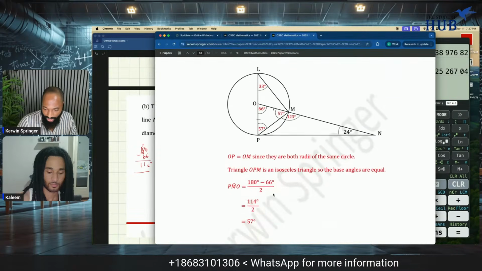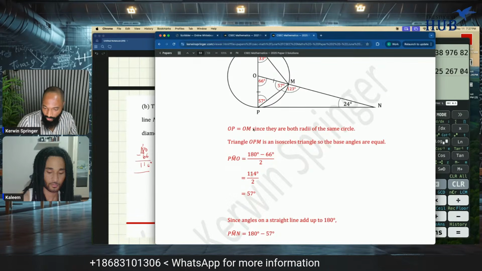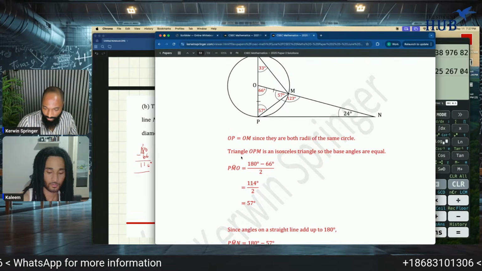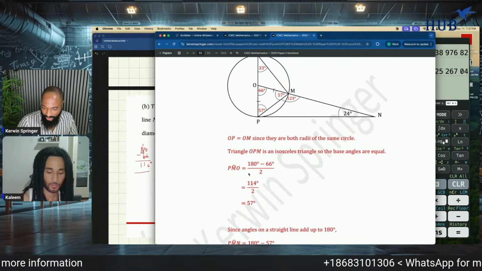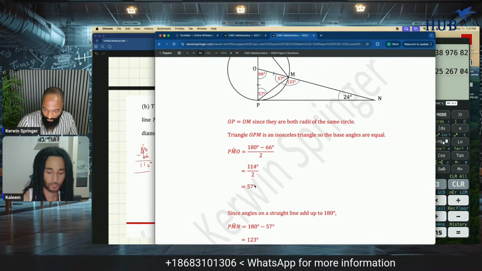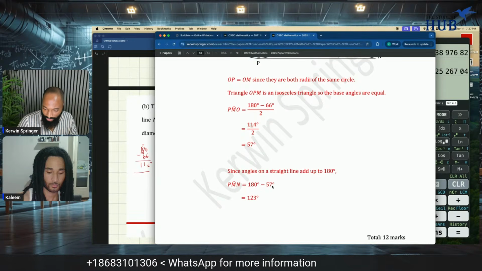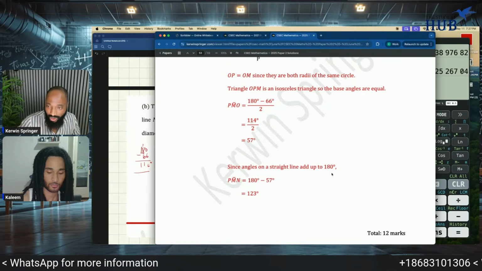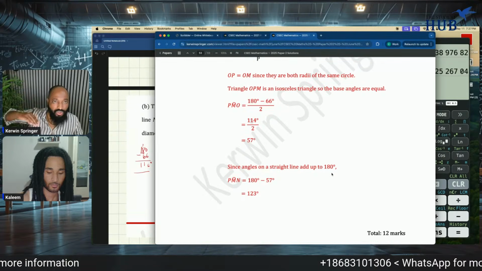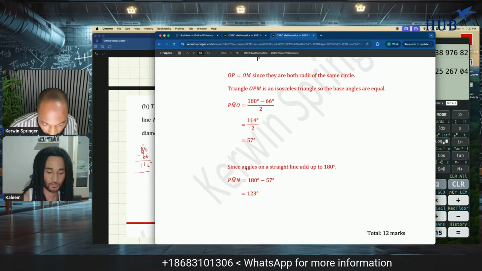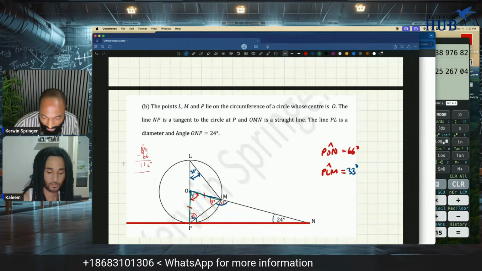So here's how you write that. OP and OM are equal since they are the same radii of the same circle. Triangle OPM is an isosceles triangle. So PMO is 180 minus 66 over 2, 114 over 2, 57. PMN is 180 minus 57, which is 123, since angles on a straight line. Notice how I keep putting the rules of what I'm doing. So let's run through the circle theorems real fast.